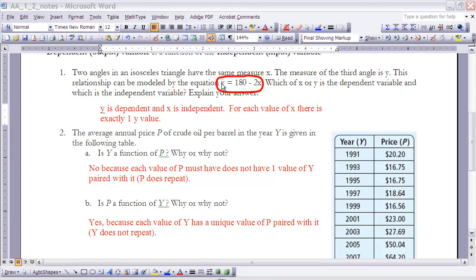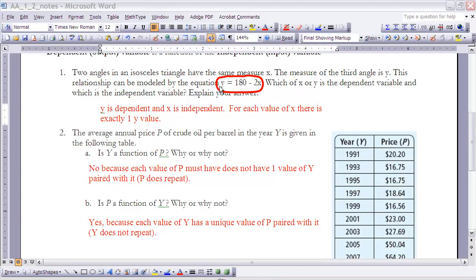Explain your answer. Okay, so as I look at that, I'm asking myself the question, which one depends upon the other one? And as you look at the equation, the value of y depends on what x is. As x changes, y is going to change. So we say that y is the dependent variable and therefore x is the independent variable.